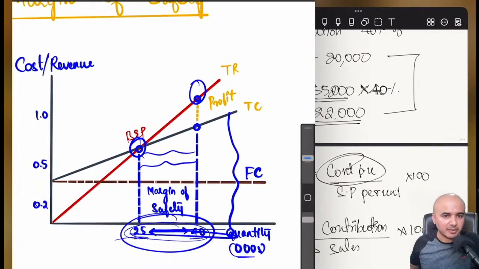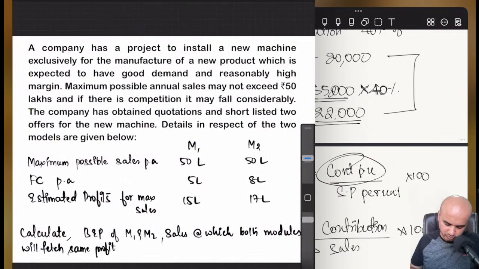Anyway, let's come back. Now, where were we? Yeah, let's look at few of the problems. Let's see what exactly we have in store. Now, here is a problem for us. A company has a project to install a new machine exclusively for the manufacture of new product which is expected to have good demand and reasonably high margin. Maximum possible annual sales may not exceed 50 lakhs, and if there is competition it may fall considerably. Okay, they are giving us the maximum sales.